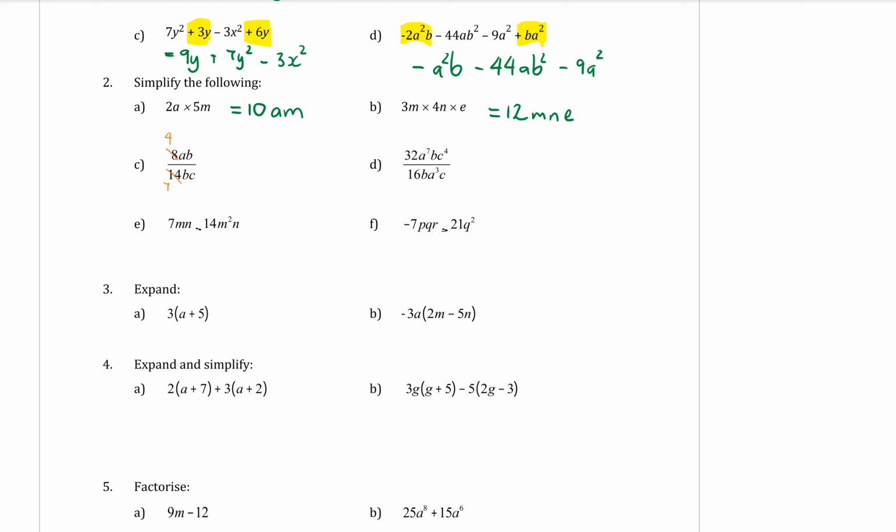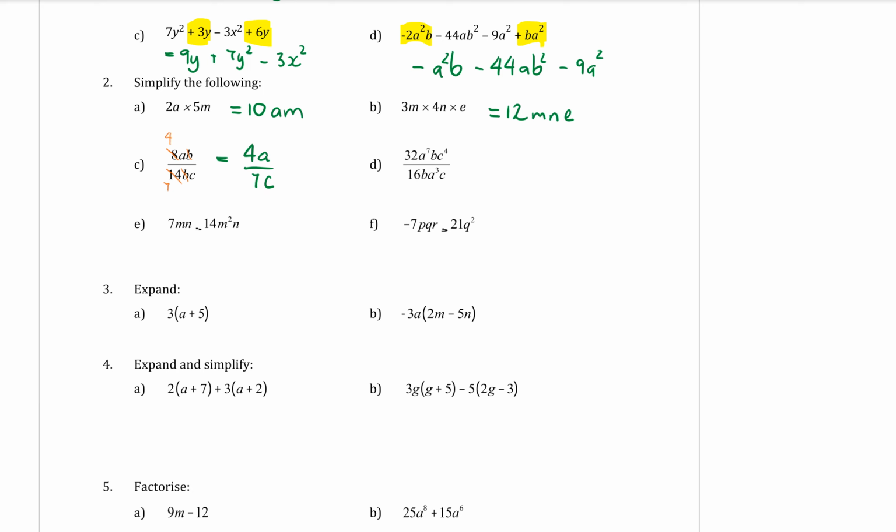Any letters that are on the top and the bottom will cancel off. We did this in our last topic, so this should be very familiar. Once we've done all the cancelling that we can do, we write down what is left. So on the top, I have a 4 and an A, and on the bottom, a 7 and a C. Always just double check when you get your final answer that there's nothing else that can be cancelled, that you might have missed something and you could cancel again.